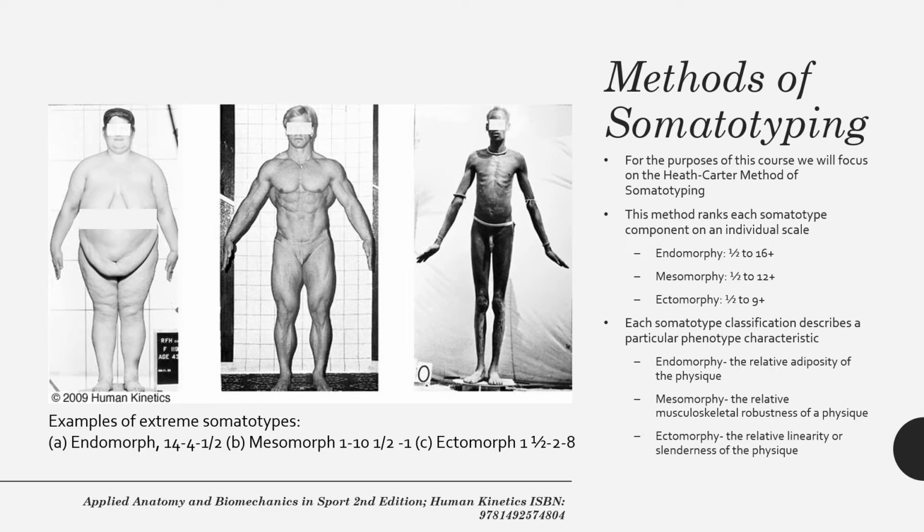Now we know that people tend to lie somewhere between these classifications, which is why we score people on all three components. You notice in the text description underneath, for example, A, our endomorph, is marked 14, 4, and 1/2. This means they have a score of 14 for endomorphy, 4 for mesomorphy, and 1/2 for ectomorphy. This means that this individual is very clearly an endomorph. So this three-number system allows us to triangulate between these different scales.